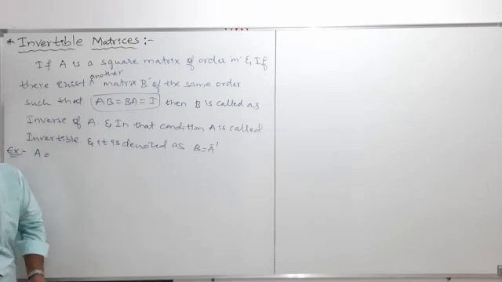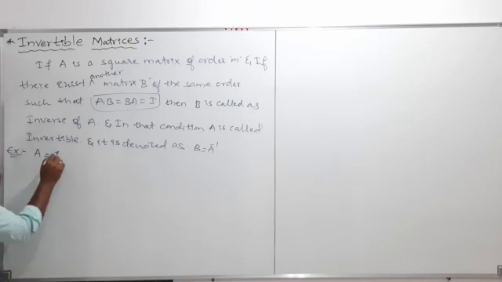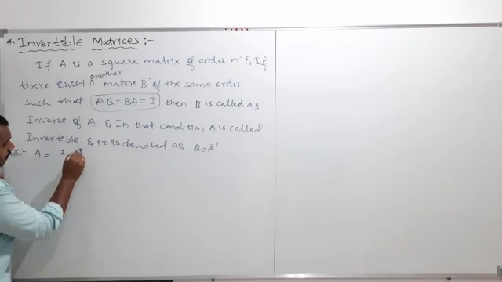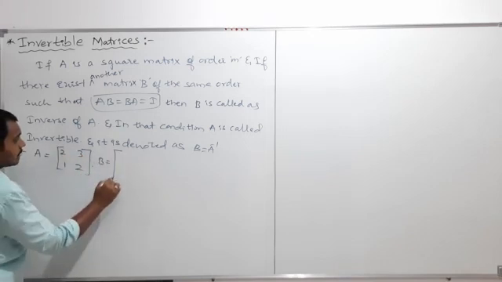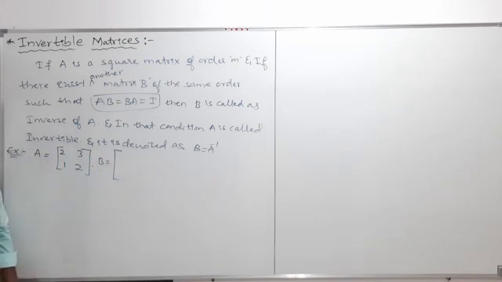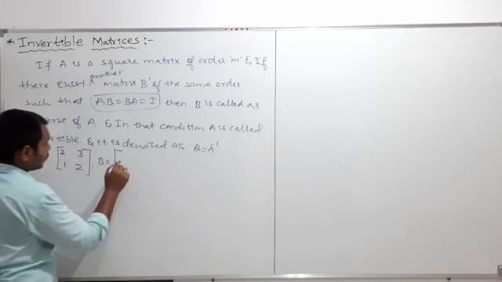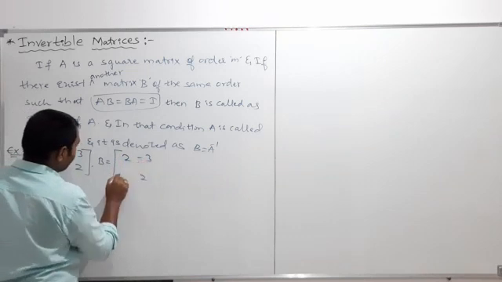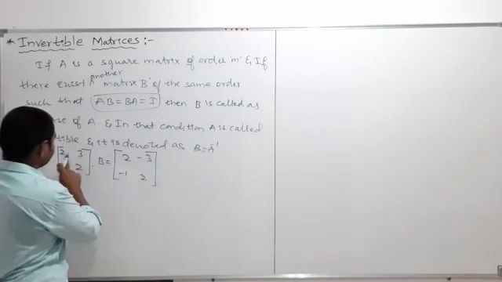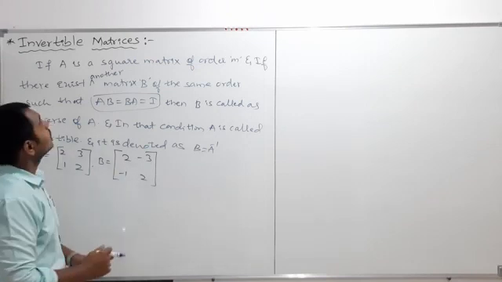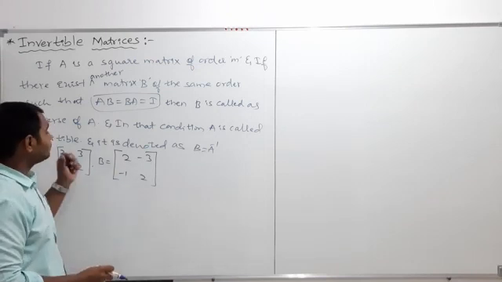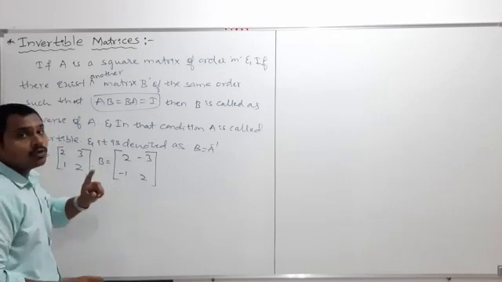So A is equal to, I am taking here, [2 3; 1 2], and another matrix I'll take as B, here it is my dear students, [2 -3; -1 2]. Clear? So these are the two matrices I am considering here. Now my dear students, I check whether these two are inverses, whether B is the inverse of A or not, we will check.